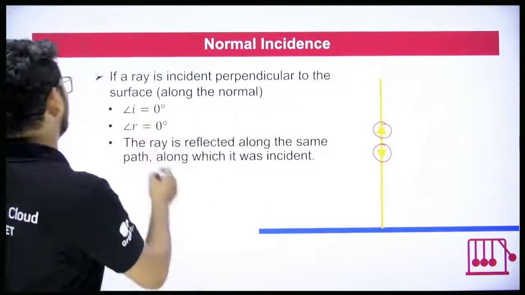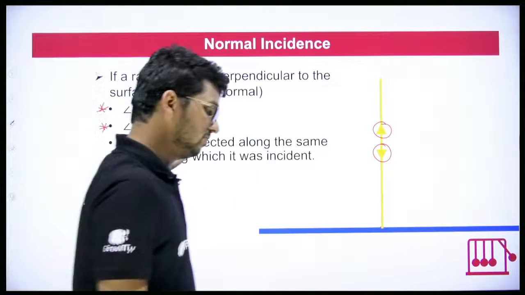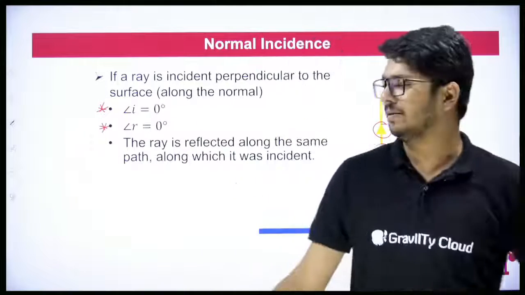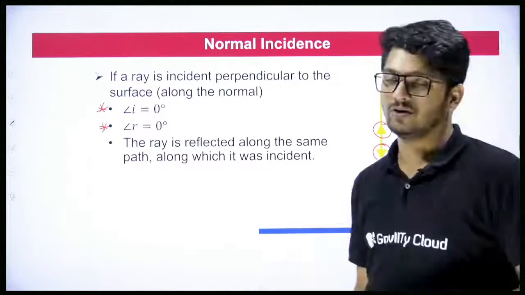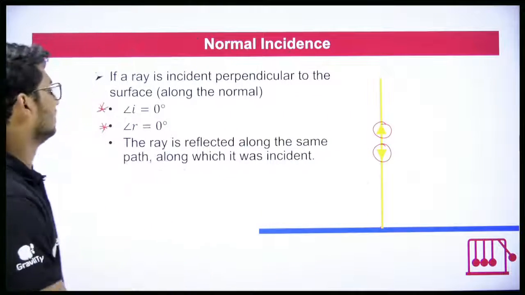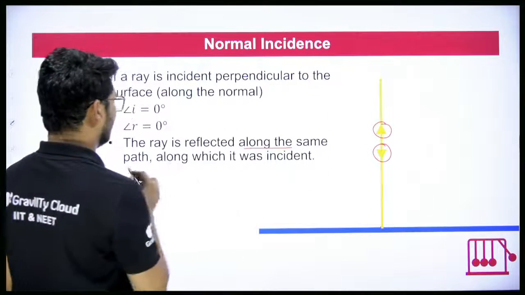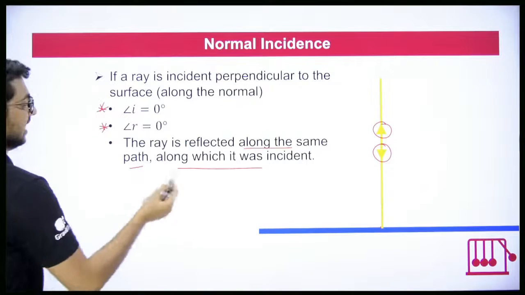I is equal to 0 degrees and R is equal to 0 degrees. Do not forget this point. Many people tend to get confused here. I is equal to 0 degrees. Do not forget that. Okay. So you can see the ray is reflected along the same path along which it was incident, along which it has come.